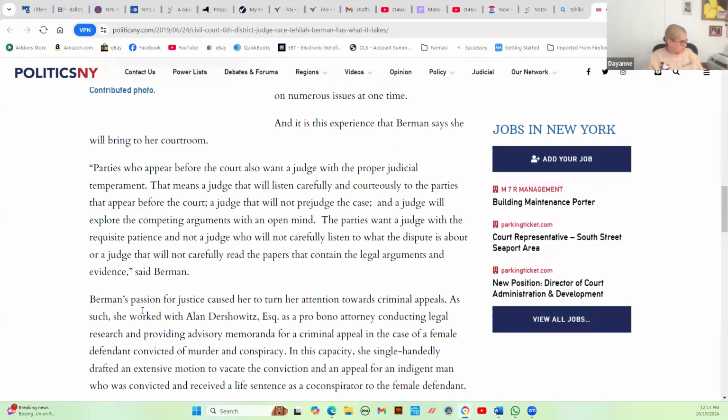Okay, so Berman's passion for justice caused her to turn her attention towards criminal appeals. As such, she worked with Alan Dershowitz, as a pro bono attorney conducting legal research and providing advisory memoranda for criminal appeal.